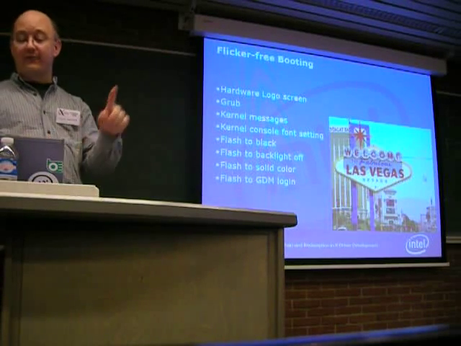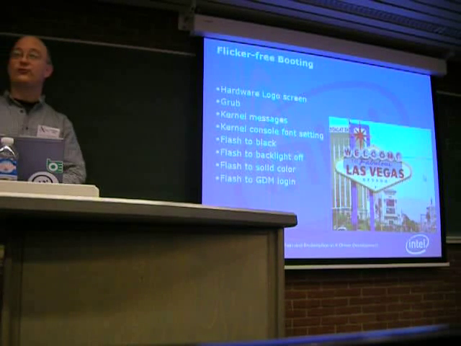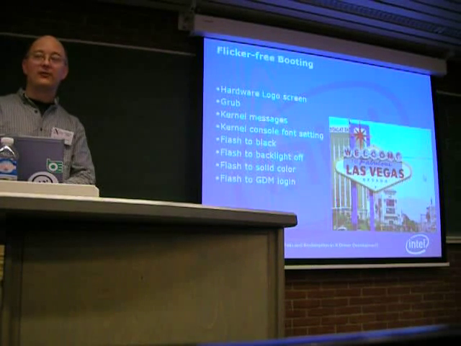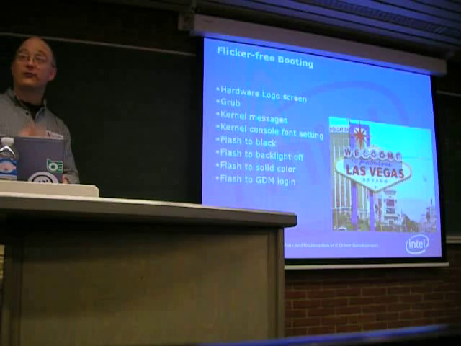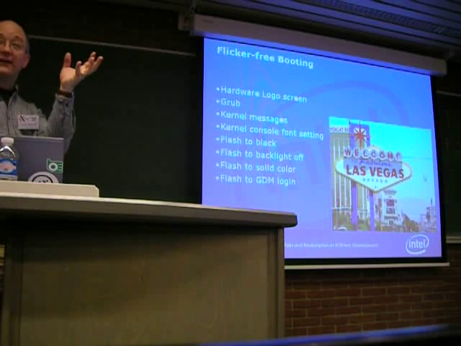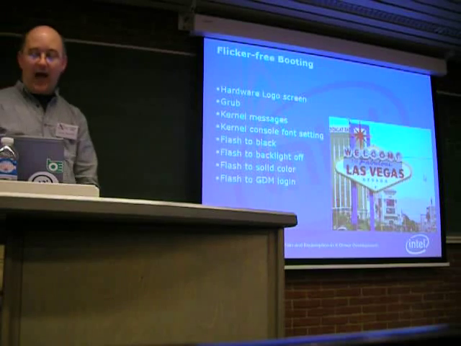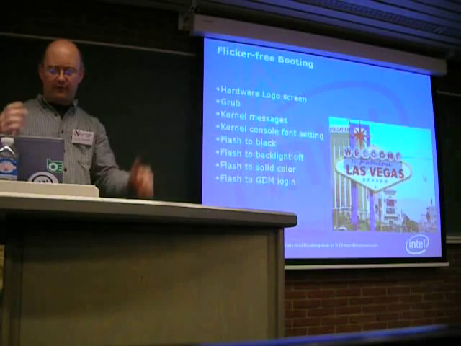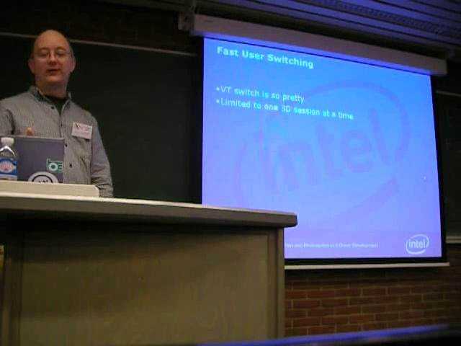Then the screen goes off, then the backlight goes off, and then it flashes to a solid color, oftentimes the root weave, which is one of our favorite patterns. And then it flashes to the GDM logger. So all these times you're getting screen flashing, the backlight's going on and off, pixels are flying all over the screen. Users are going like, what's happening? My computer's exploding.